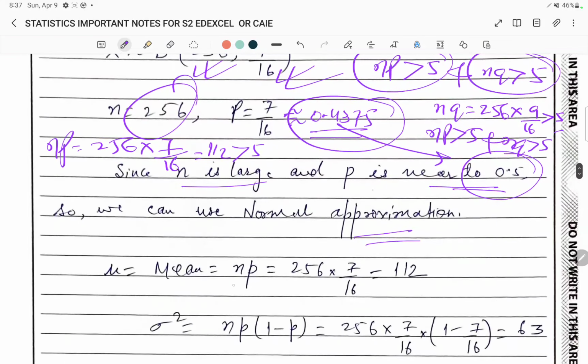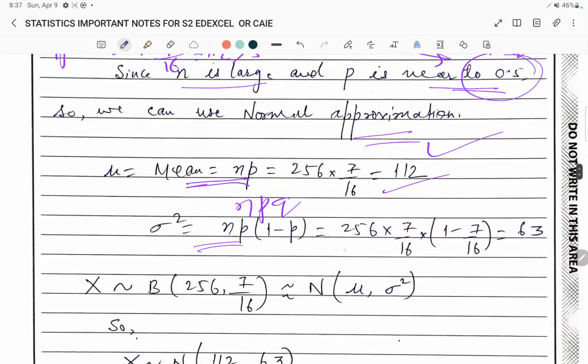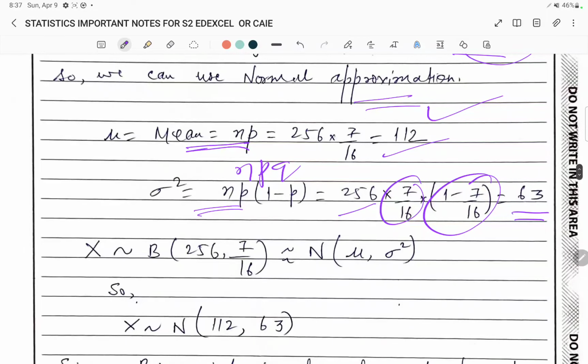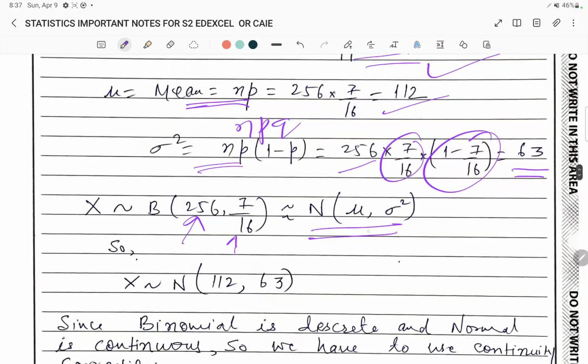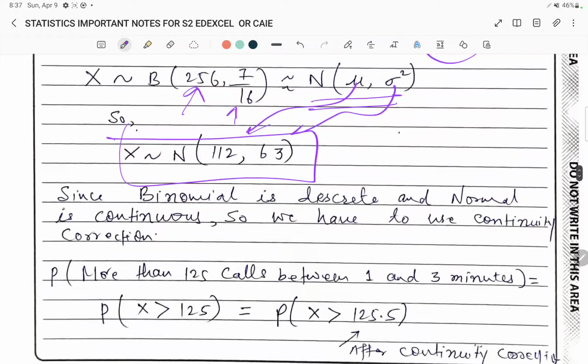But for normal approximation, we need mu and we need sigma square. So NP, where N is 256 and P is 7 by 16, gives 112. And we need to find NPQ, so N, P, and this Q, which is 63. So this is binomial, N comma P, and it now became a normal approximation, mu comma sigma square. Mu is 112 and sigma square is 63. So now the same question became a normal one.